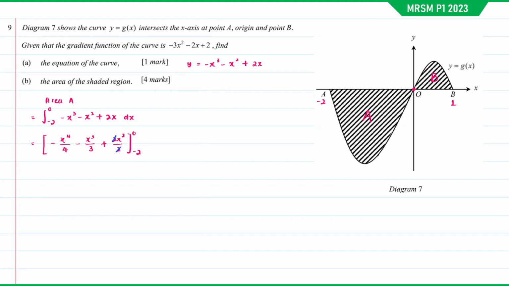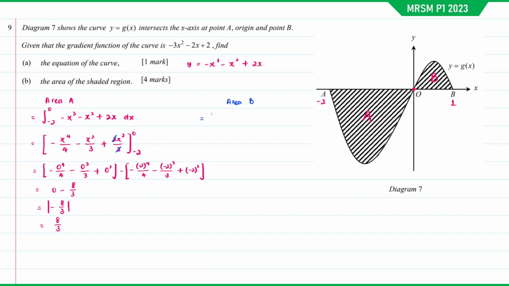The number 2 here, we can simplify it. Next, we're going to substitute the upper limit and lower limit into the equation. So this will equal 0 minus 8 over 3, which is equal to negative 8 over 3. We get a negative answer as the shaded region is below the x-axis, but area must be positive, so we put a modulus sign here. So the area A is equal to 8 over 3.